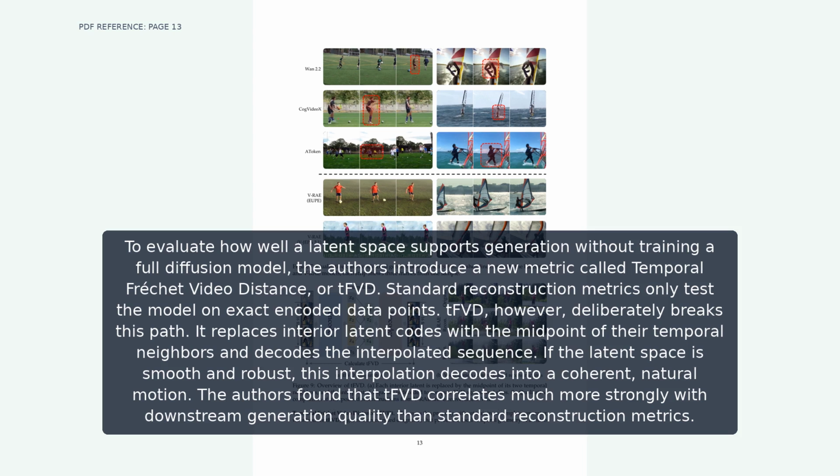To evaluate how well a latent space supports generation without training a full diffusion model, the authors introduce a new metric called temporal Fréchet video distance, or tFVD. Standard reconstruction metrics only test the model on exact encoded data points. tFVD, however, deliberately breaks this path. It replaces interior latent codes with the midpoint of their temporal neighbors and decodes the interpolated sequence. If the latent space is smooth and robust, this interpolation decodes into a coherent, natural motion. The authors found that tFVD correlates much more strongly with downstream generation quality than standard reconstruction metrics.